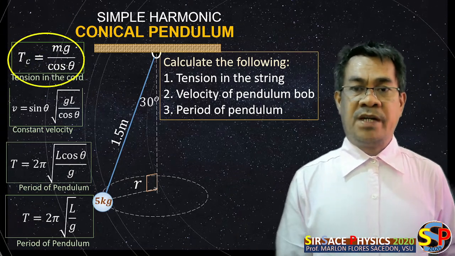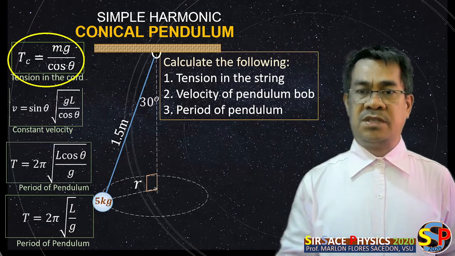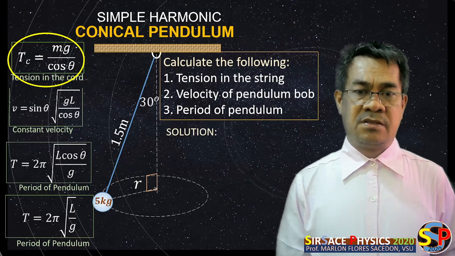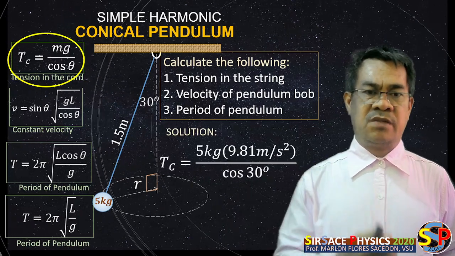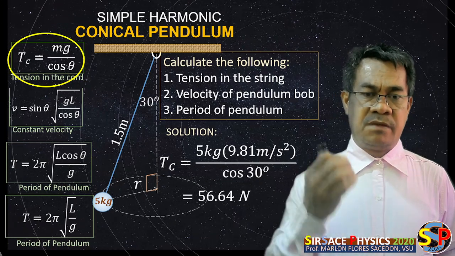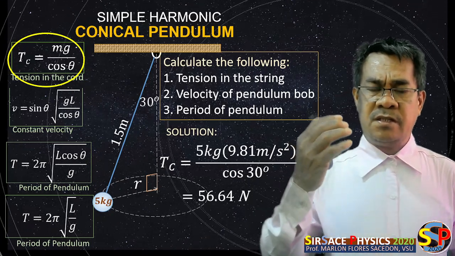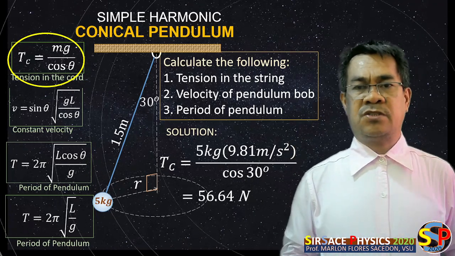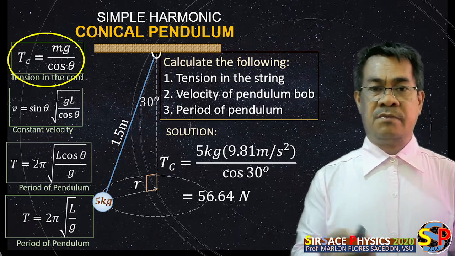So, to provide the solution, number 1, you can use T is equal to mg over cosine theta. So, for our solution, substitute 5 kilograms times 9.81 meters per second squared over cosine 30. Use your calculator, the answer is 56.64 newtons. So, we provided the quick answer for the tension because we have already the formula. This is the answer for number 1.